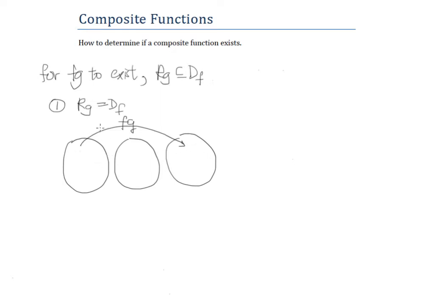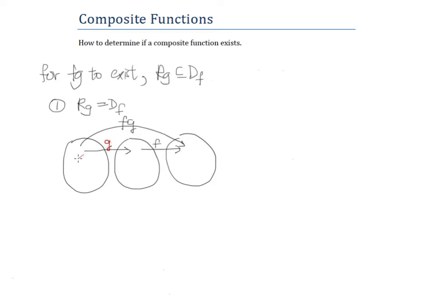Now when you say fg, we are going to undergo the transformation g first, followed by f. It's a little bit in the wrong direction: fg means you actually do g first, and then you follow by doing f. Now let's color code it. Let's say our g is a red function.